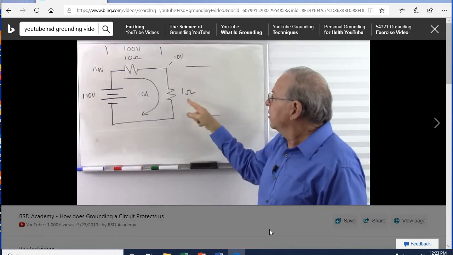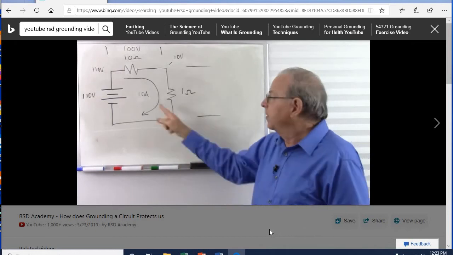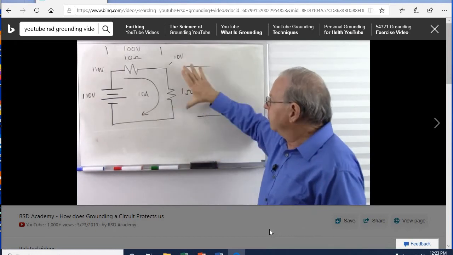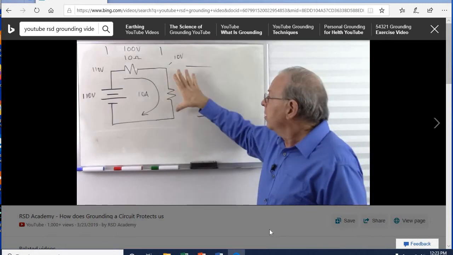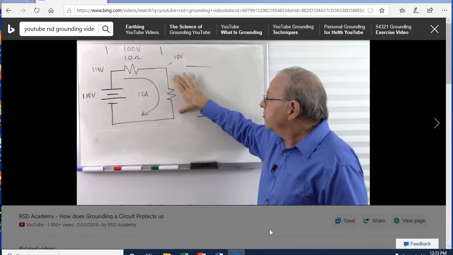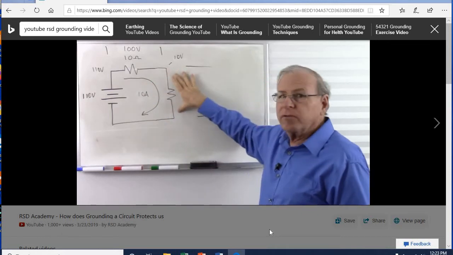Is that going to work? 10 amps, 1 ohm, does that give me 10 volts? Of course it does, Ohm's law. 10 times 1 gives me 10 volts. So now I only have 10 volts over here. So the lower the resistance is here, the more current I get, and the lower the voltage becomes here.